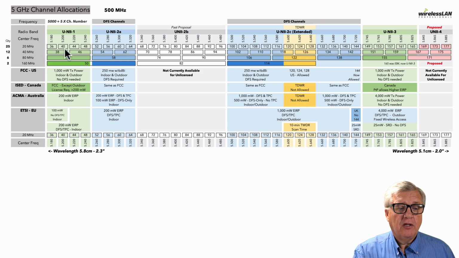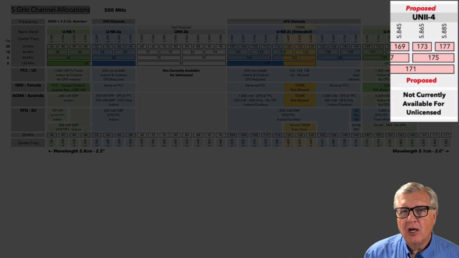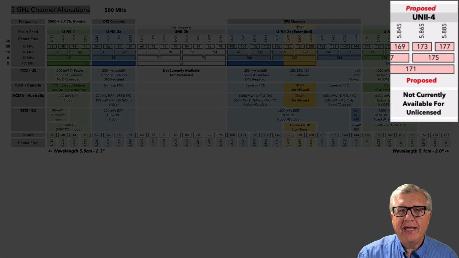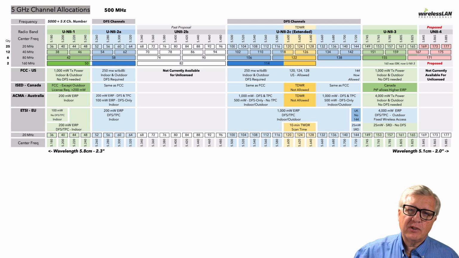So we have the Uni 1, Uni 2, Uni 2C, Uni 3, and then there's a proposed Uni 4. This one hasn't finished yet. We still might be able to pull it off, and it's the band right before we move to the 6 gigahertz. There's one channel that's right over here to the right side that right now doesn't look like we'll be able to get. So we won't have a contiguous chunk.